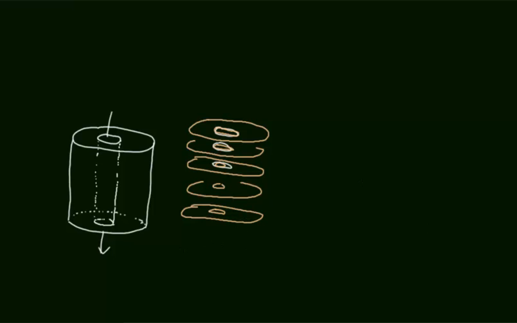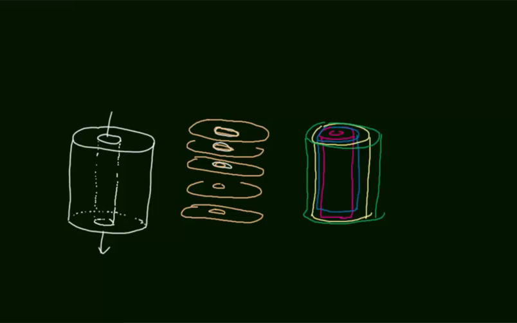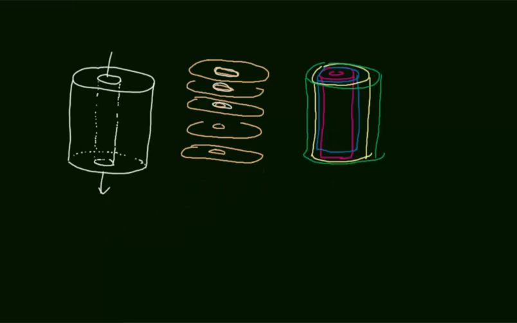Then another way to construct the toilet paper roll would be using sheets or shells. So we'd have a smaller pink shell followed by a blue shell and a yellow shell and a green shell, and we would stack those shells together or wrap those shells around one another to create the object as well.